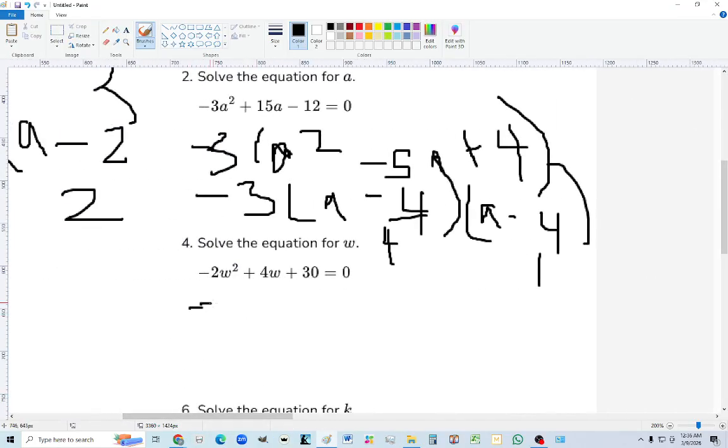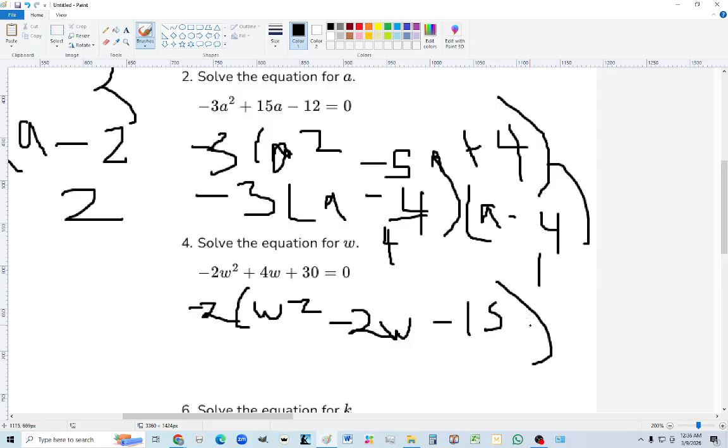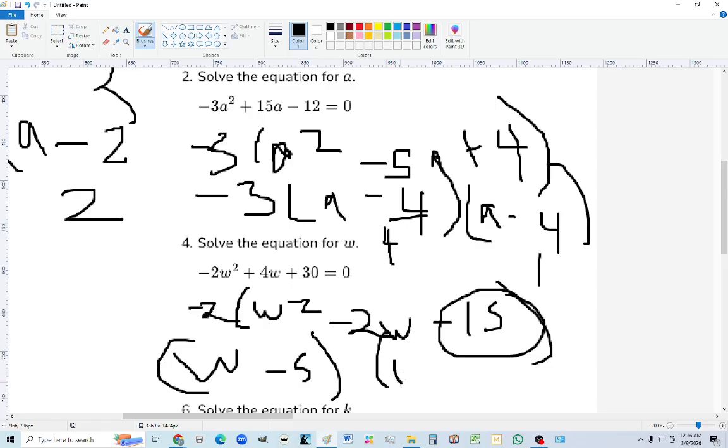Here we can take the minus 2 out. We get w squared minus 2w, because we have to factor minus 2 out of all of them, minus 15. Looking for a number that multiplies out to minus 15 and adds up to minus 2. So it's minus 5 and 3: w minus 5, and w plus 3.